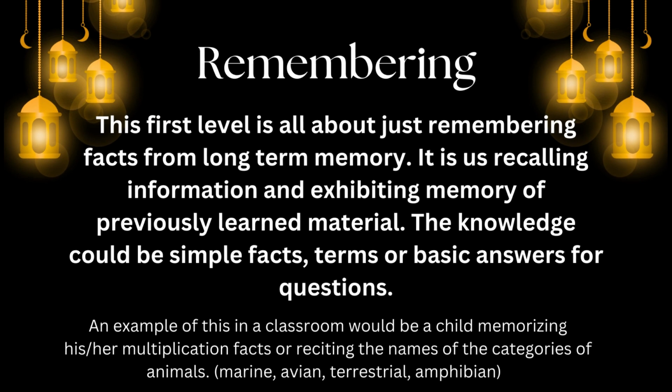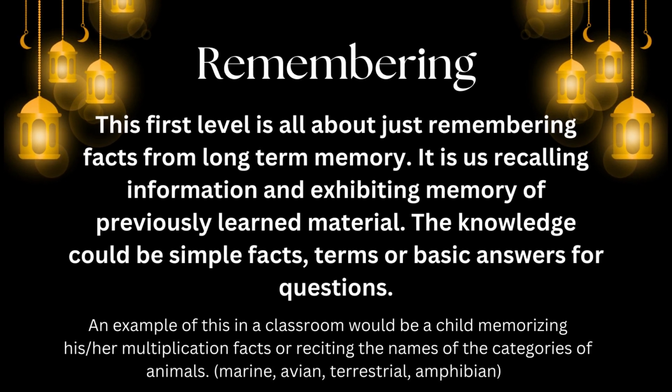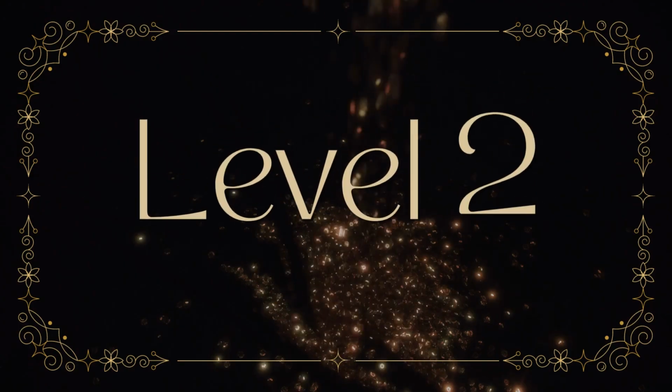Remembering. The first level is all about just remembering facts from long-term memory. It is us recalling information and exhibiting memory of previously learned materials. The knowledge can be simple facts, terms, or basic answers for questions. An example of this in a classroom would be a child memorizing his or her multiplication facts or reciting the names of the categories of animals: marine, avian, terrestrial, and amphibian.